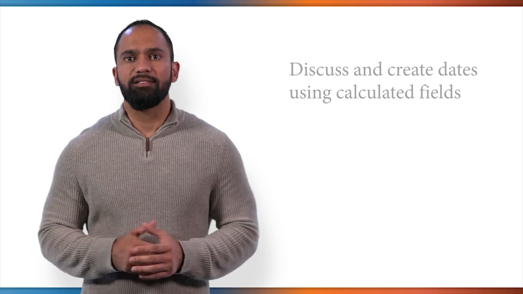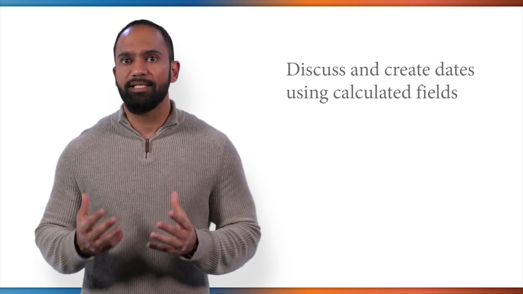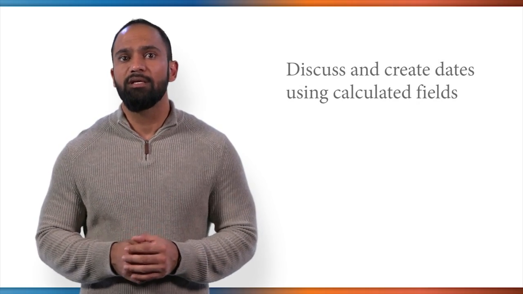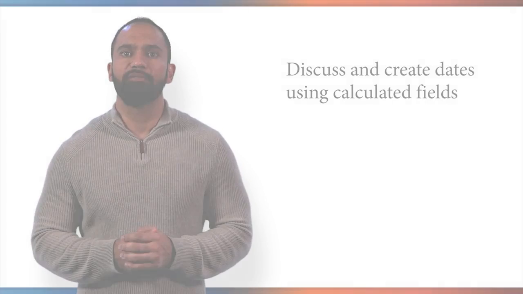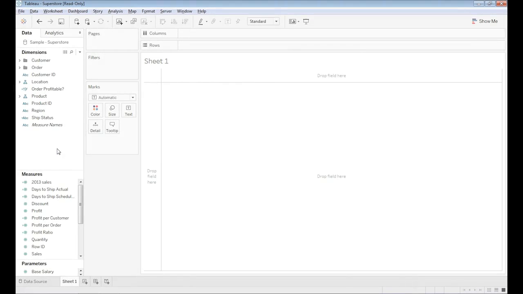Welcome to this final lesson in this module. Previously, you discovered how to convert between discrete and continuous dates, and why you would want to switch from one date type to the other. After this lesson, you will be able to create dates using calculated fields for those moments when a date field is not available. So we will continue to use the Superstore dataset.